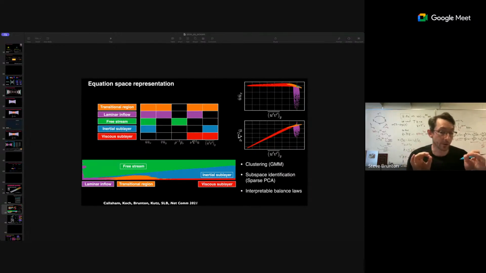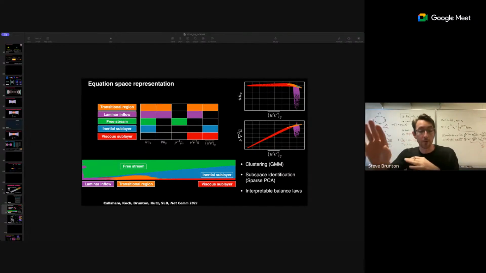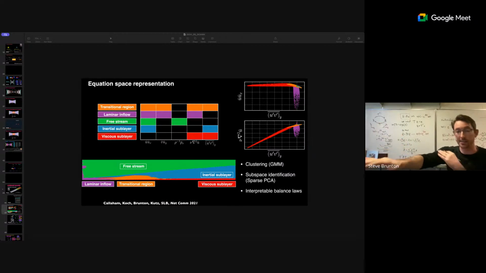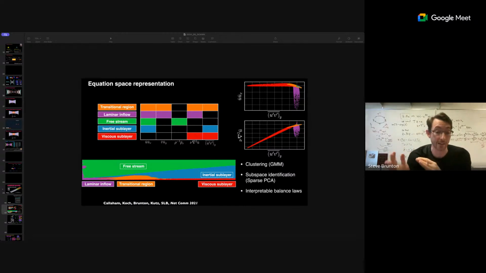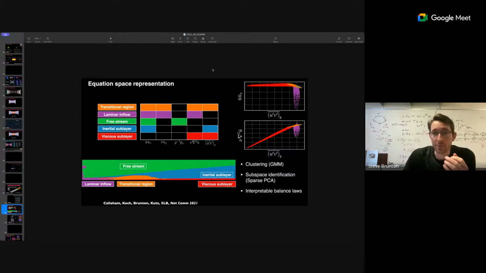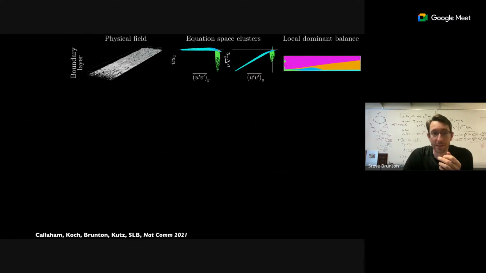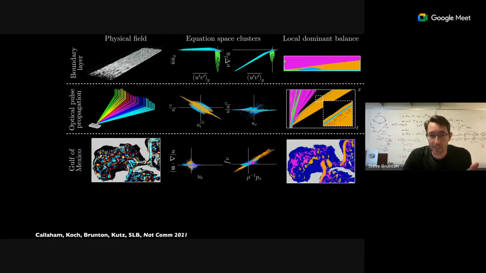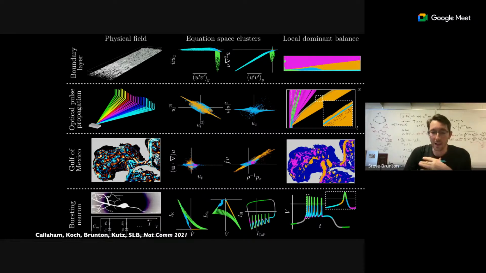So that's kind of what you're describing, is you can start learning that, oh, flutter over here, that's a subset of the physics. The corner flow on the wing, that's a different subset of the physics. It's in the data because there's different physics that's active in those regions. We've applied this to lots of systems: fluid flows, laser flows, Gulf of Mexico, climate flows, bursting neurons, combustion waves.